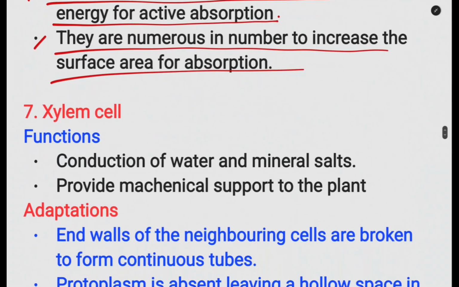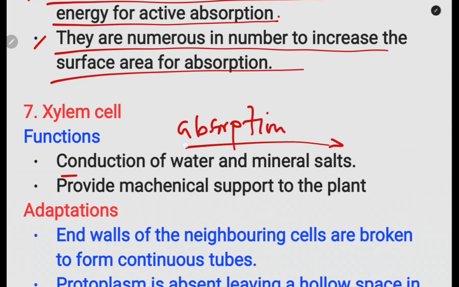Okay, the next one that we can discuss is the xylem. So number 7, we are looking at xylem. Xylem vessels are specialized cells. What are the functions? Conduction of water and mineral salts. Look at this. Root hair cell, we said absorption. So it just absorbs, then the water moves along the xylem to the end part of the plant, that is the leaves. But conduction, that is conduction.